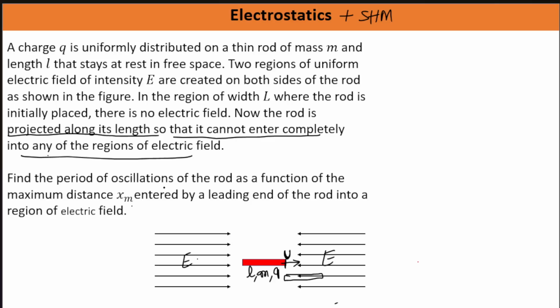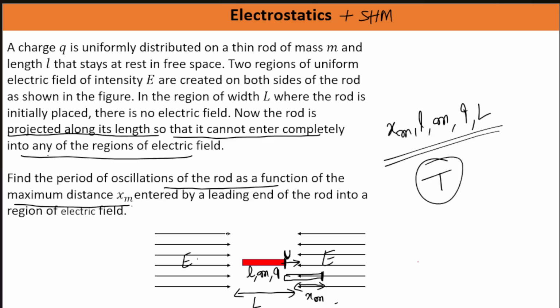Find the period of oscillation of the rod as a function of the maximum distance xm entered by the leading end of the rod. So it is said that this leading end is able to go inside by only a distance of xm. And as a function of this, that is xm, L, M, Q, there is one more thing given, that this space length is capital L. This space has no electric field, so basically it is empty of any force effect. So this has a width of L. So as a function of this also, we have to calculate the time period of this system.